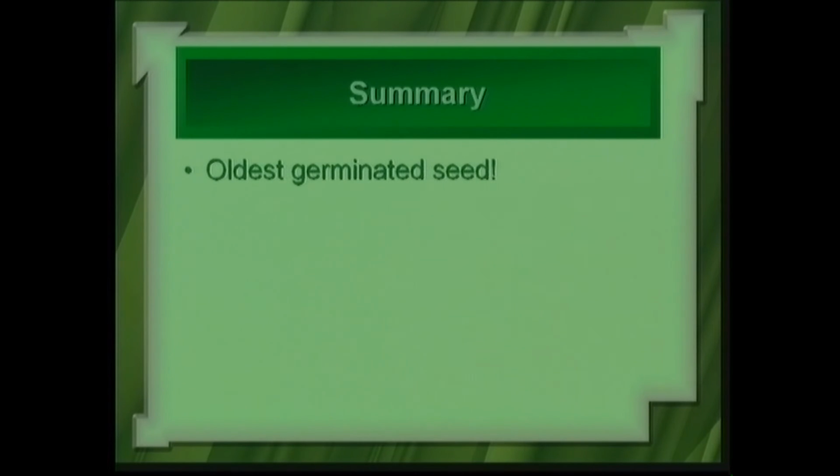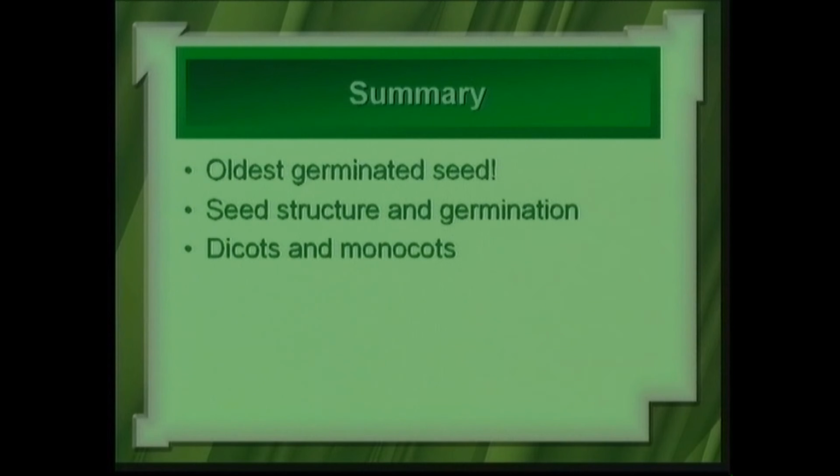Anyway, that's what we have time for today, and we're going to summarize a little bit about what we talked about. We talked about the oldest germinated seed, and we also talked about seed structure and germination, very important parts in the life of a flowering plant. We did a little reprise on dicots and monocots, and we also covered some plant hormones.